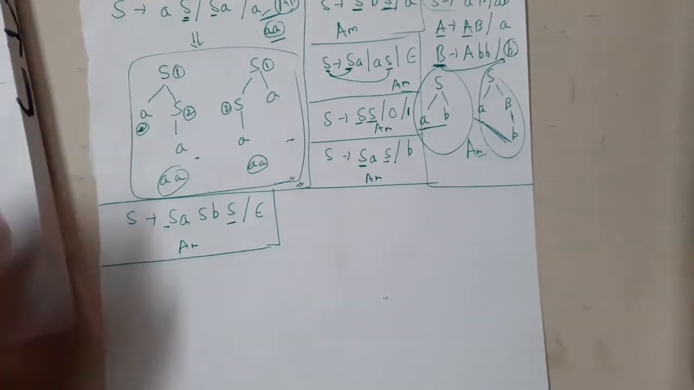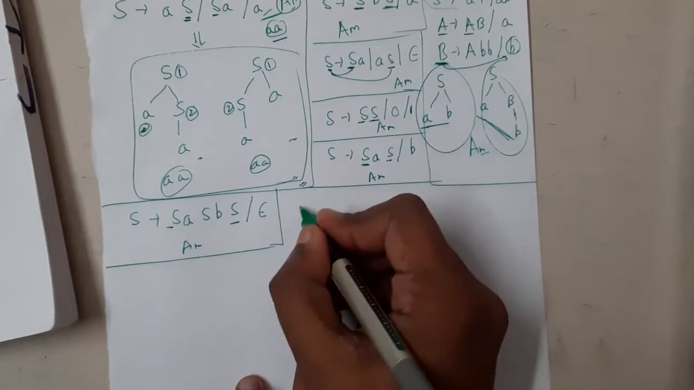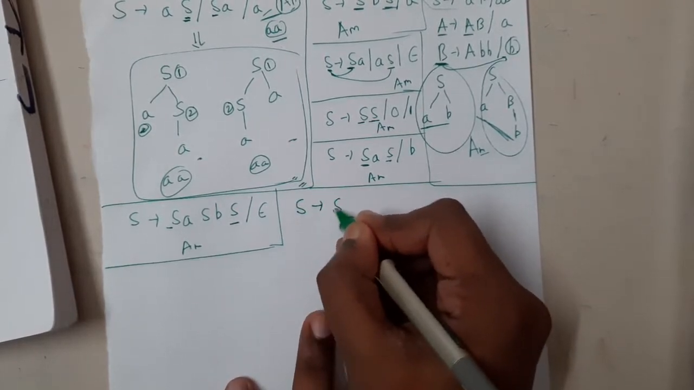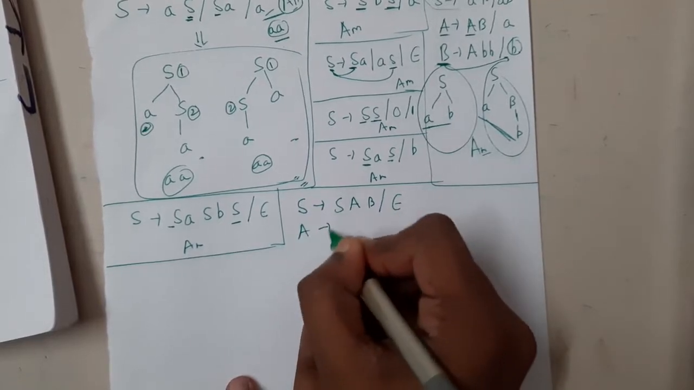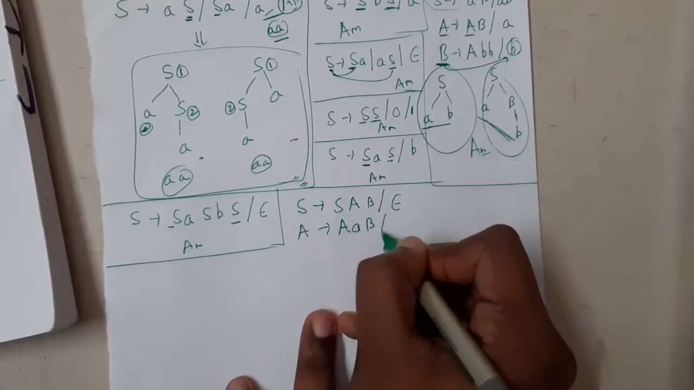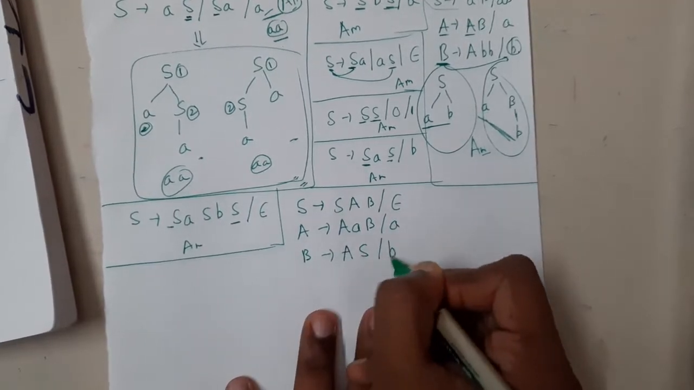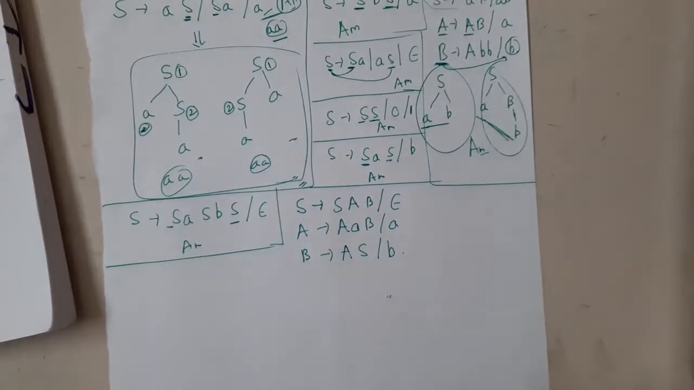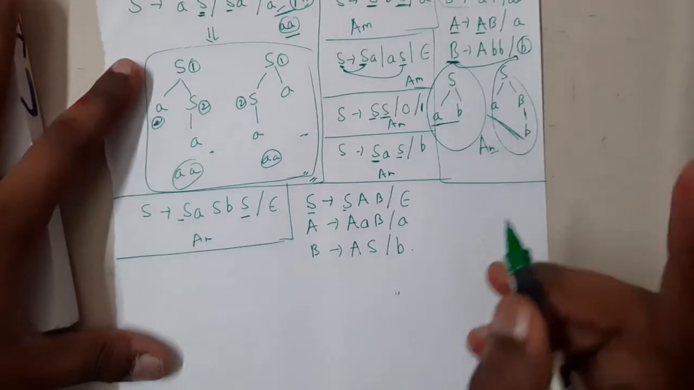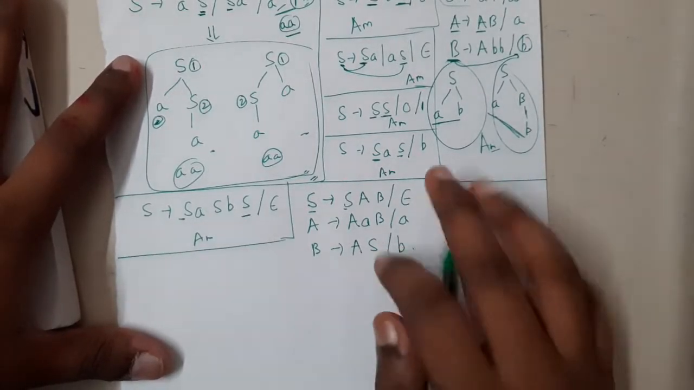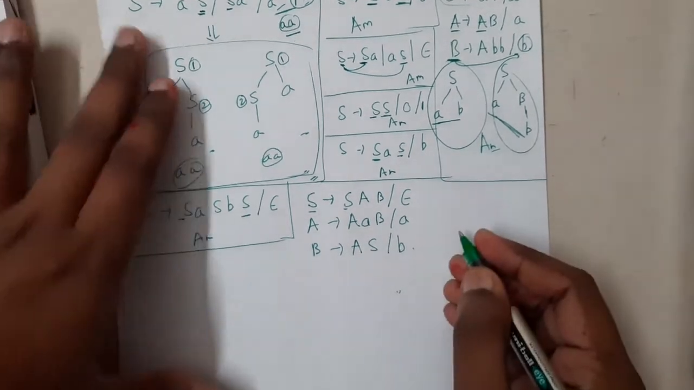So now you're understanding, right? How easy is it to identify this now? Okay. So now let us try our next question. The next question is S implies S A B or epsilon. A implies A A B or A. B implies A S or B. This question is really lengthy and I am able to see only left recursion, right? But I observed a few things here. I can substitute these two things in the above equation and I can get some things, right? So let us concentrate for some time, guys.